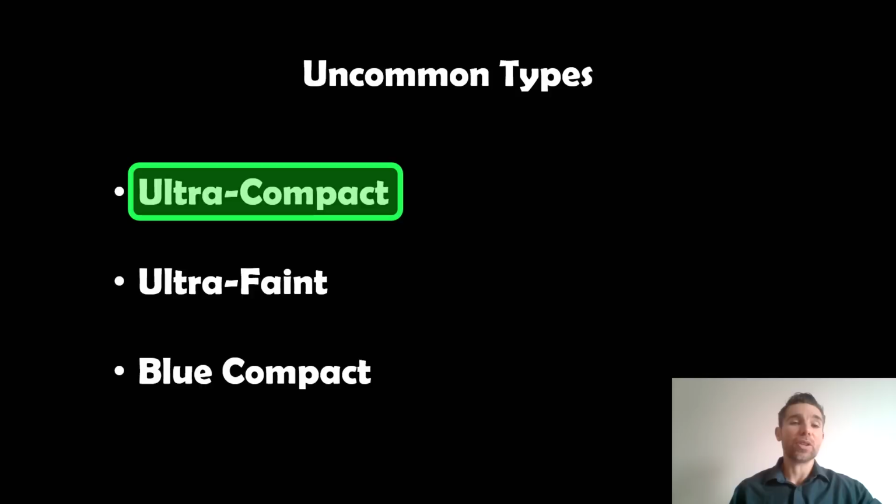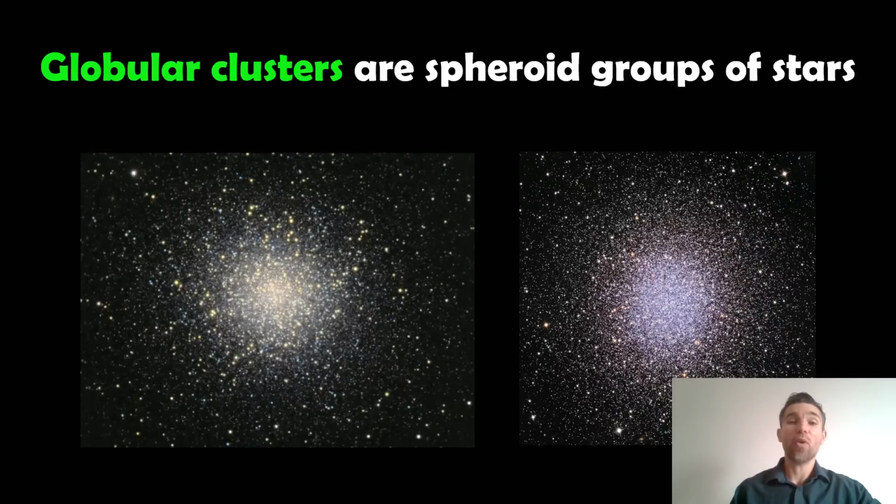Now, the uncommon types, so you then have ultra compact, ultra faint, and blue compact dwarf galaxies. Now, the one I'm focusing on with this video here is going to be an ultra compact one. So what is an ultra compact one? Well, before we do that, I want to kind of go back over globular clusters.